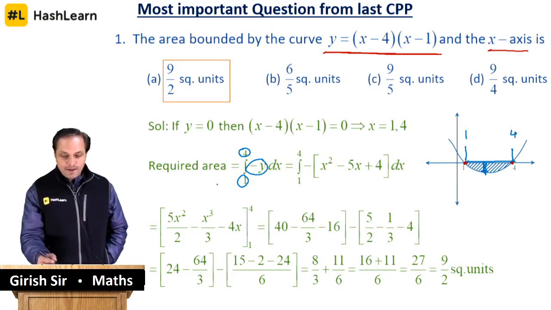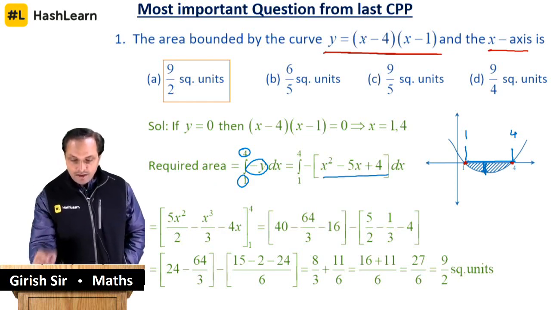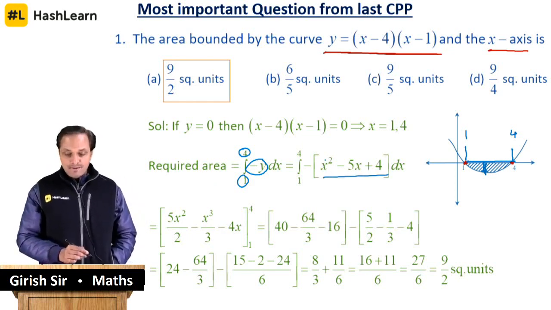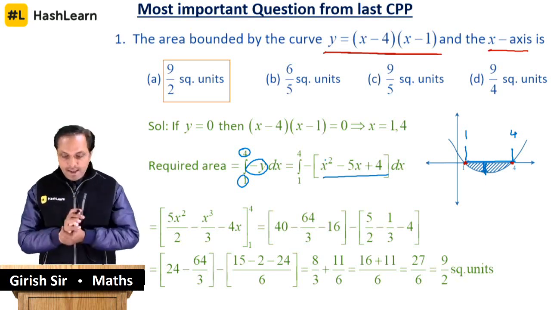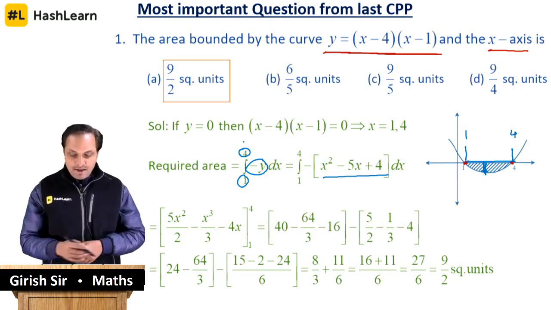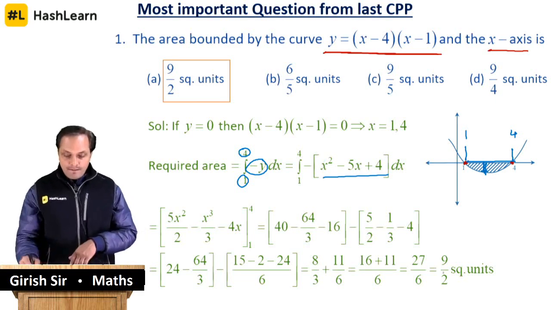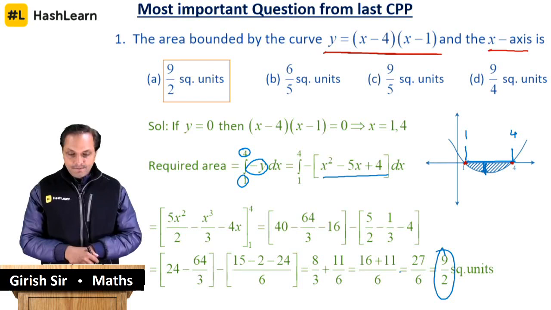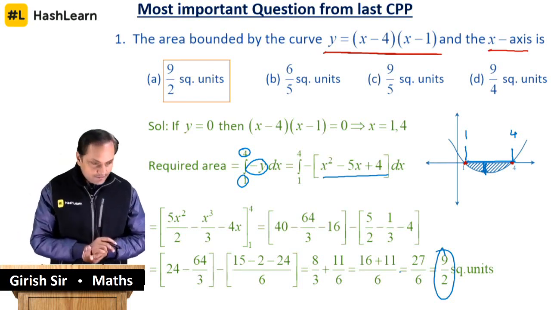Okay, so for minus y dx, you just multiply inside and you will get x square minus 5x plus 4. If you integrate that, put upper limit as 4 and lower limit as 1, you will get the final area as 9 divided by 2 square units. Okay, so hope you followed this.